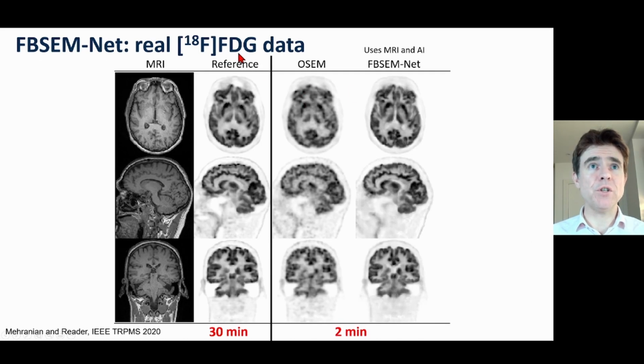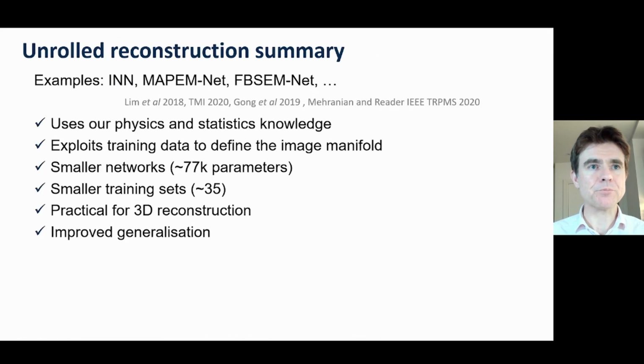Results are very convincing. This is a reference data set for 30 minutes, conventional OSEM, and then that unrolled architecture with the CNN built in gives very good results with good comparison to the reference data. This is real FDG PET data from the simultaneous PET-MR scanner.